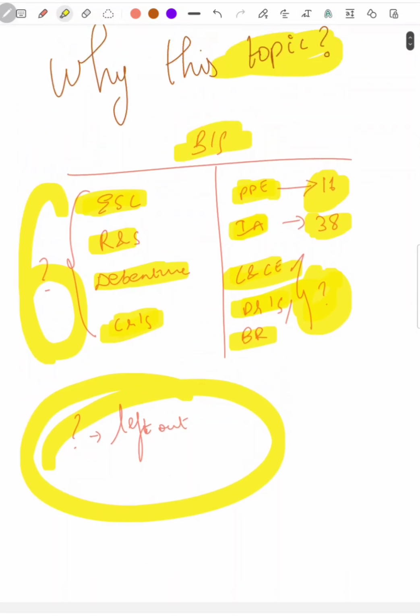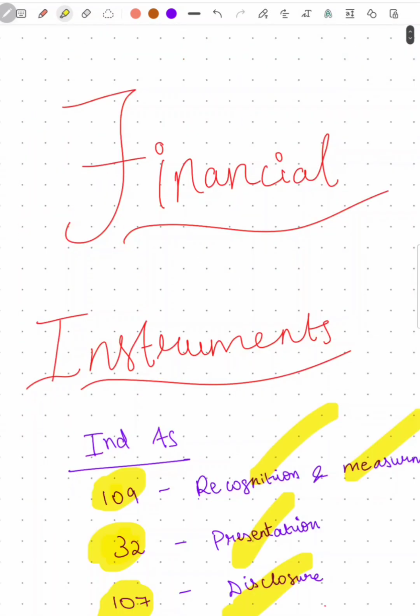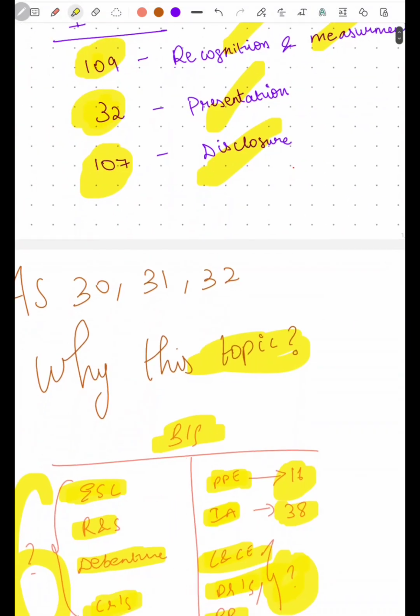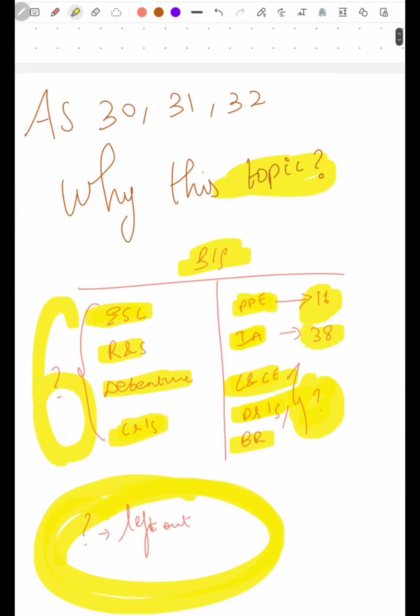So whatever the left out is there, these things will be talked about in the standard. Whatever is left out will be covered under this topic. Okay. So now let us look into the meaning of financial instruments.